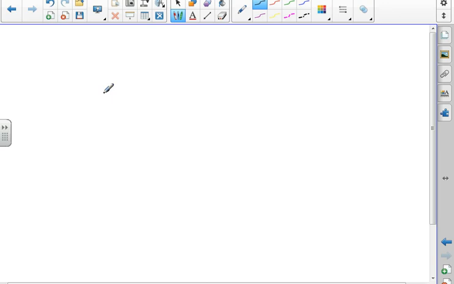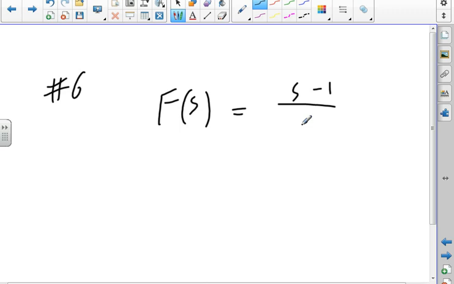Okay, so I'm ready to work a problem. Let's see what I'm going to do. I'll work number 6, just for the heck of it. So I have F of s equal to s minus 1 over s plus 1 cubed, and I want to take the inverse Laplace transform, applying the translation theorem to find the inverse Laplace transform.